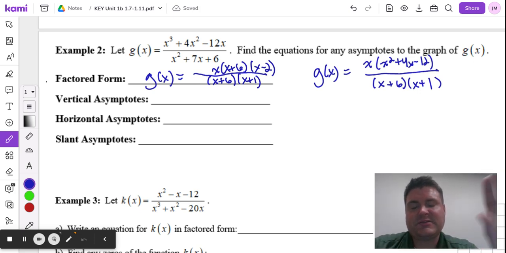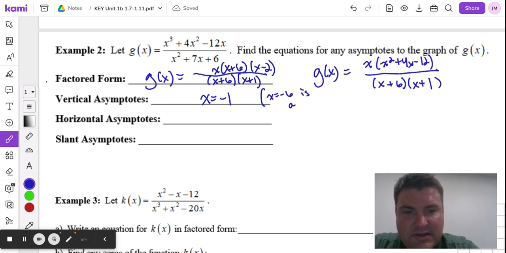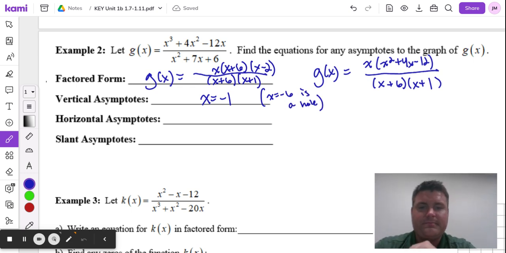If you notice here, those x plus 6's are going to cancel out. That's not going to be involved in anything that we do. So let's go ahead and find a vertical asymptote. It's going to be at x equals -1. Take note here. x equals -6 is a hole. I mentioned that because the top and bottom have the same factors.